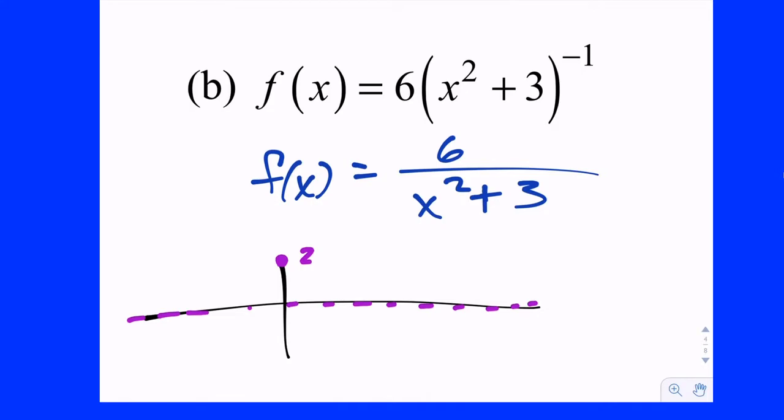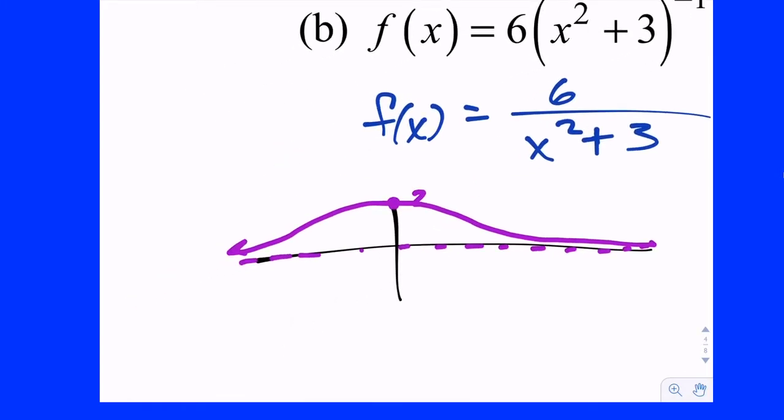Any symmetry going on? If you replace x with negative x, you get the same output. So that function is even and has y-axis symmetry. So I'm guessing the graph has to look something like this, and something like that by symmetry. So it'll take on what resembles possibly a standard normal curve in statistics. Sorry to bring that up.